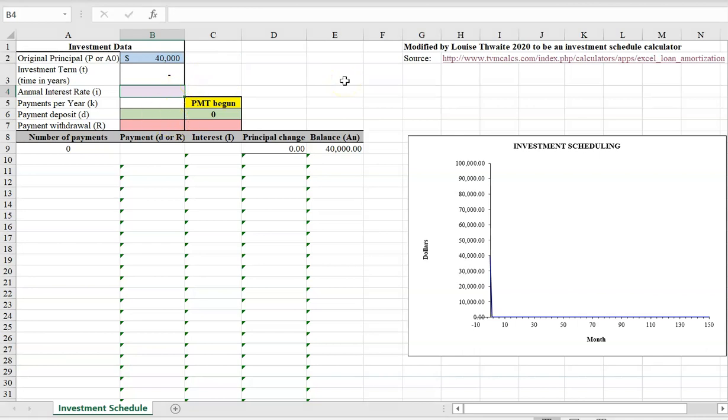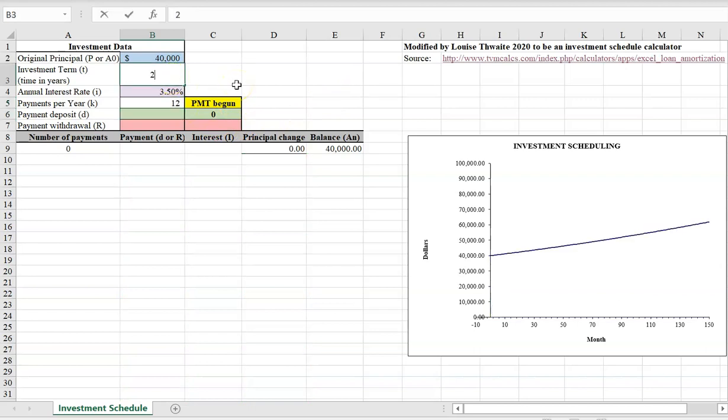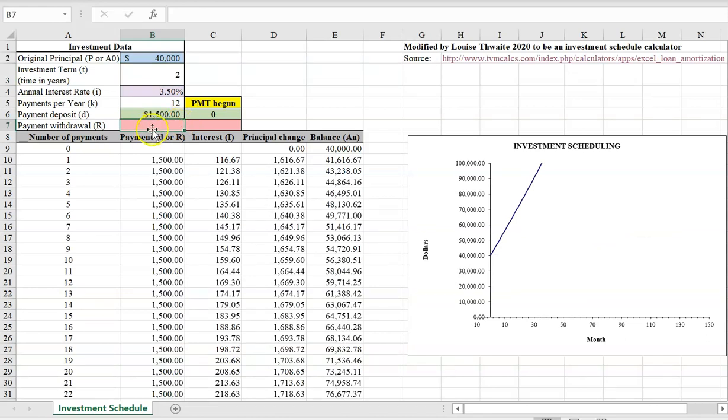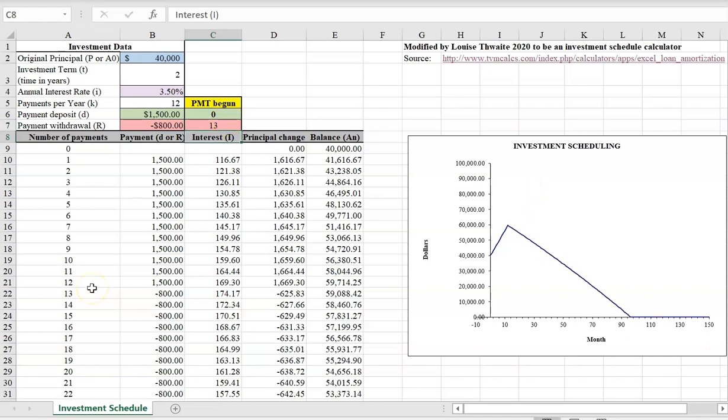investment details in. So 3.5% per annum, monthly. We might just put it over 2 years. Regular deposit payment of $1,500. We want a payment withdrawal of $800, and we want that to start after the 12th month, so that means for the 13th payment onwards.